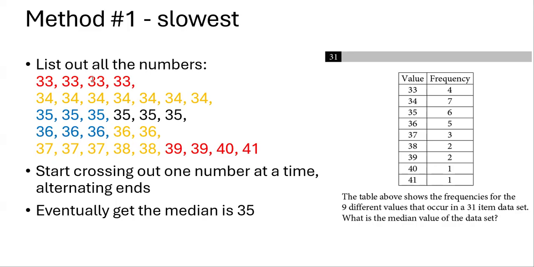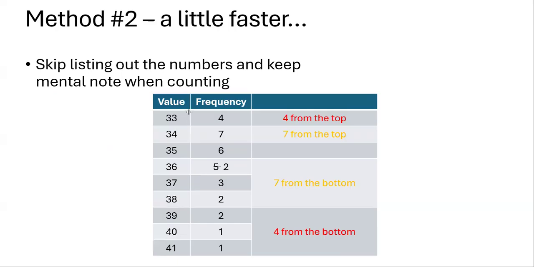Another way is similar to how I color-coded this. You don't have to list out everything. Just keep a mental note when you're counting. So for example, this is the table that they gave us, right? So we want to get to the middle. So there's 4 on top. So let's count 4 from the bottom. So 2, 3, 4. Yeah?